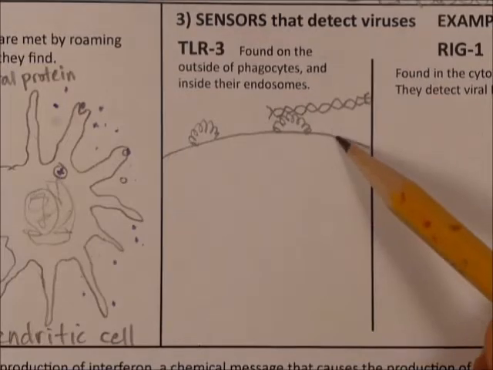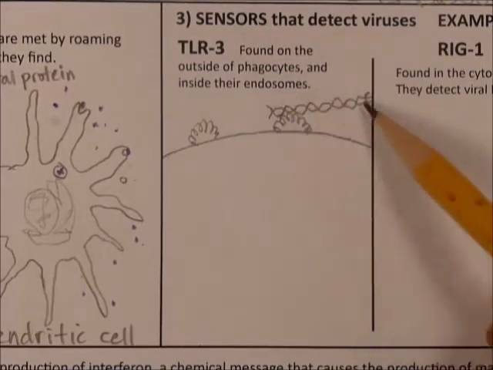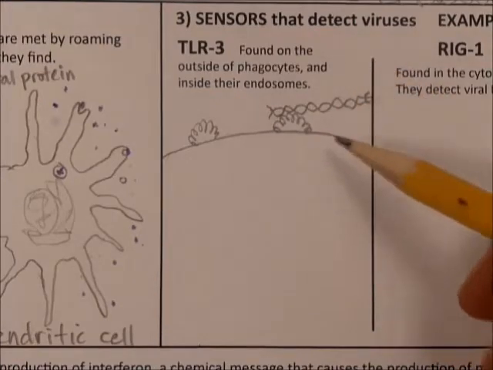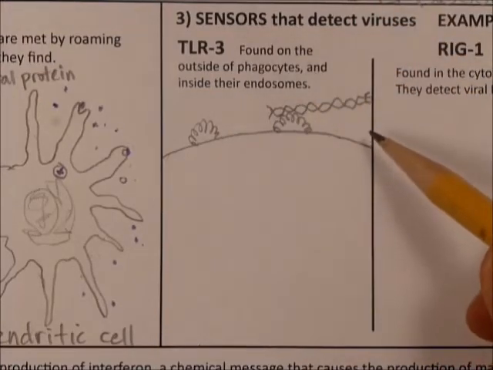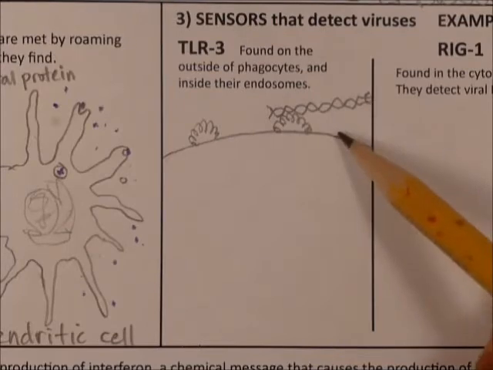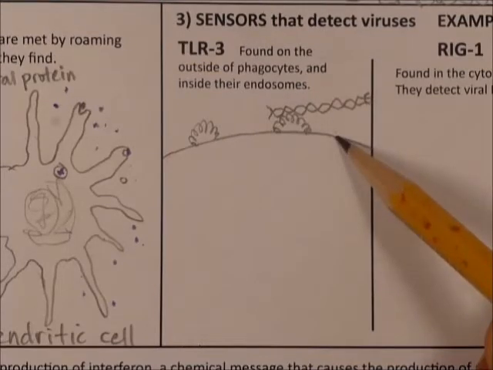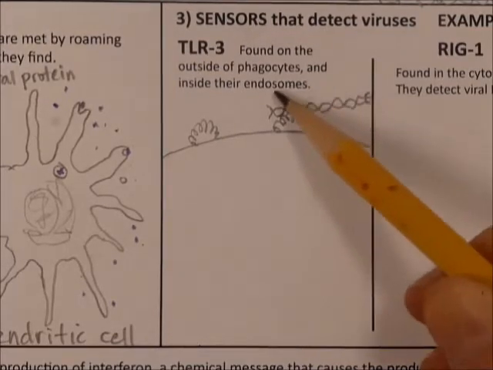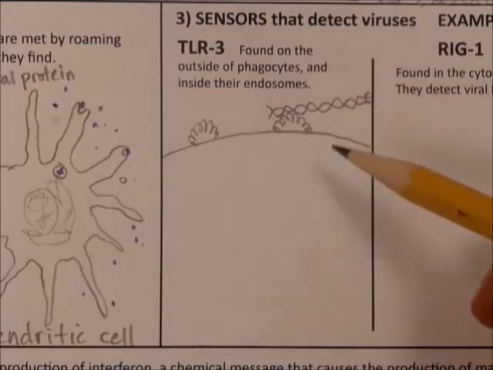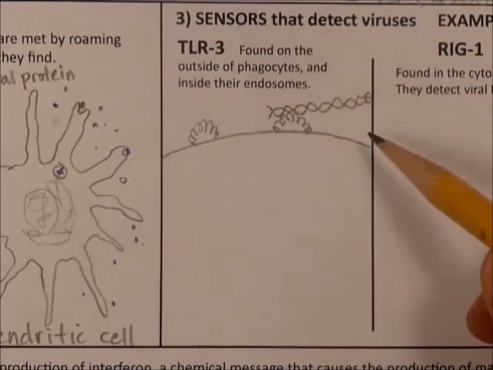So maybe this guy's next door neighbor's cell just died with a virus, and the stuff got out and it's oozing around the outside of this, let's say, macrophage cell.